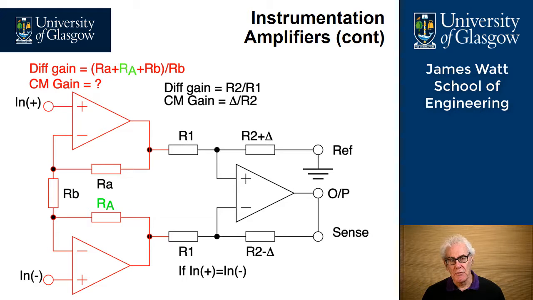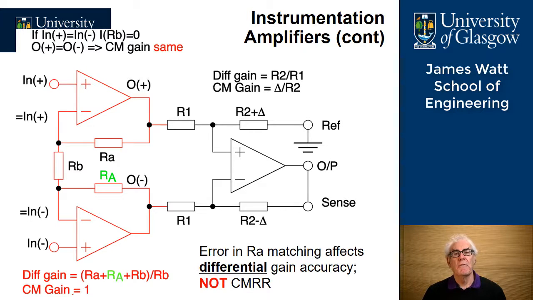In the common mode gain situation, if the in plus is equal to the in minus, which is the common mode definition, then what do our calculations look like? We can now say our differential gain, which we know to be RA plus RA in green plus RB upon RB, remains similar, but our common mode gain remains the same, because at the top amplifier, the positive input is at in plus, which forces the negative input to also be at in plus. So we have the output at out plus.